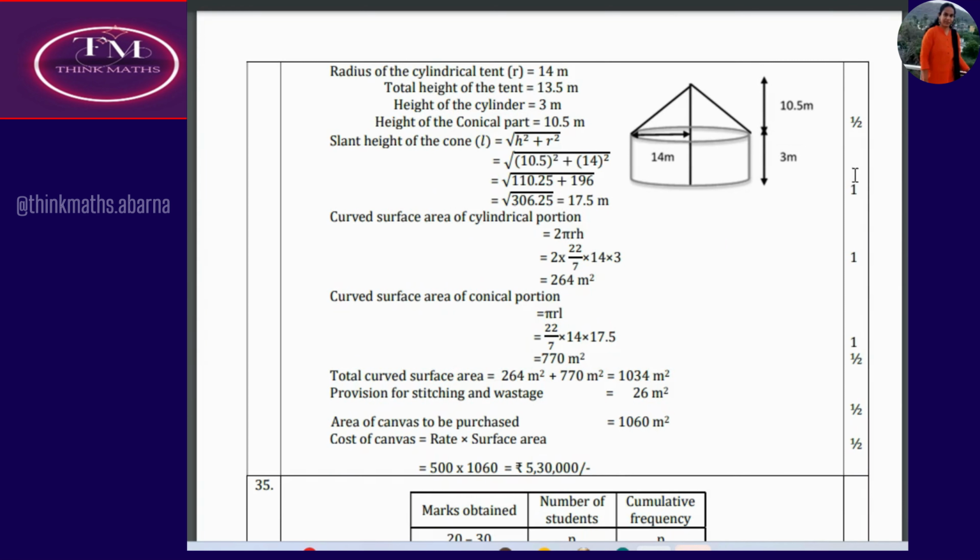For formula and solution, you will be getting 1 mark. So curved surface area of a cylindrical portion, write the formula and find out the solution. You will get 1 mark. For conical portion, 1 mark. Then find out the total surface area, you will get half marks. They have given for provision and stitching, so total will be getting half marks. Then at last if we find out the cost of the canvas, we'll be getting half marks. Okay.